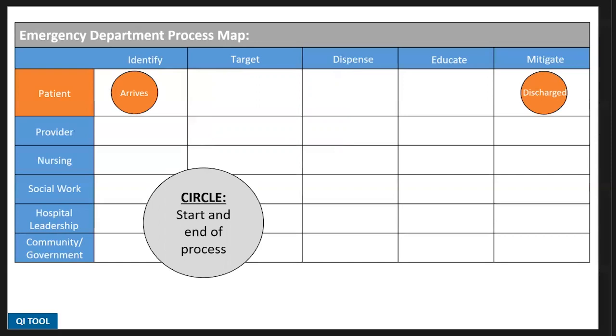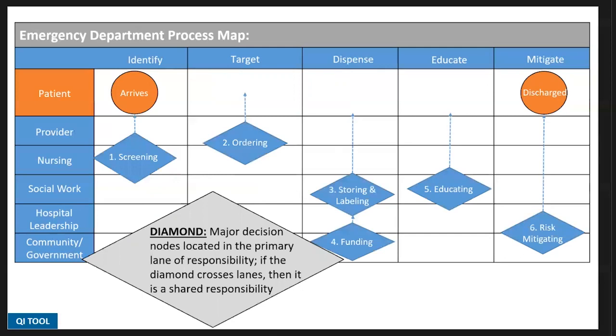And then ultimately, we hope they will be discharged from the EDs in some way. So that's the beginning and end of our process. The beginning and end of processes are typically circles, right? So on our map.